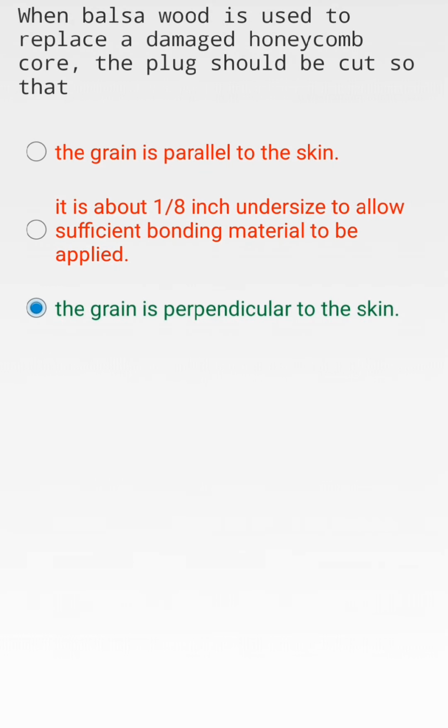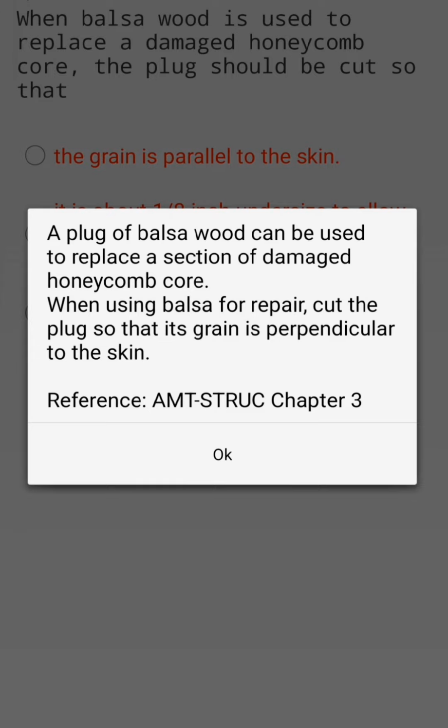When balsa wood is used to replace a damaged honeycomb core, the plug should be cut so that the grain is perpendicular to the skin. A plug of balsa wood can be used to replace a section of damaged honeycomb core. When using balsa for repair, cut the plug so that its grain is perpendicular to the skin.